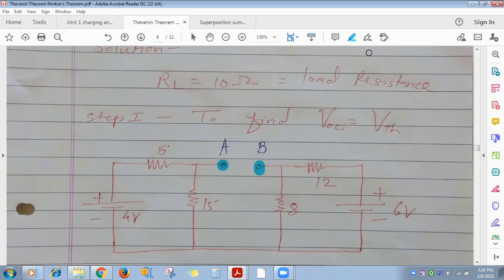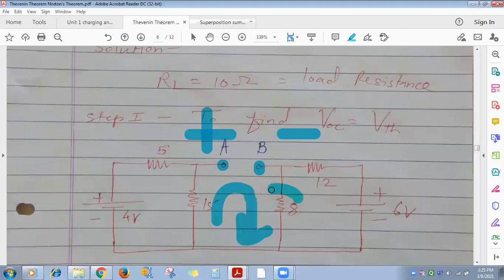Done, ma'am. Okay, very easy. As it is, you have to draw. Just remove load resistance. Now see here. Suppose I mark the A terminal as positive and the B terminal as negative. This unknown voltage we wanted to find out. So I will select this loop. If I select this loop, VAB is already unknown.